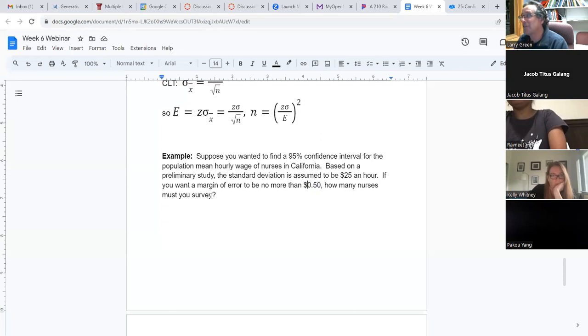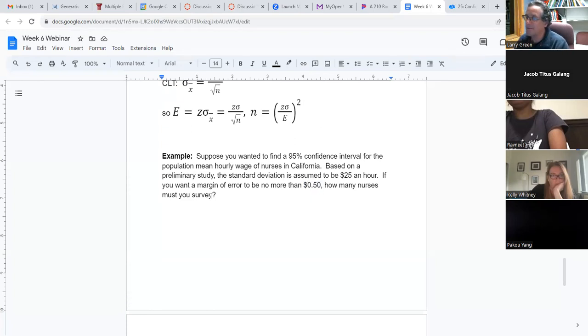Here's the thing. What if I told you for your project, you had to survey 1,000 people? What's the problem with that? Yeah, it takes a long time. It's a huge amount of work. Or if you're paying people to do it, it's a lot of money. So you don't want to overdo it because that's way too much effort and often way too much money. But you don't want to underdo it because then you have useless data. So what you want is just the right amount.